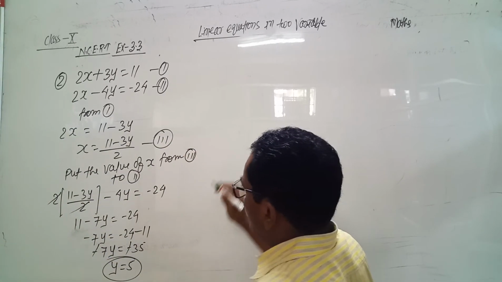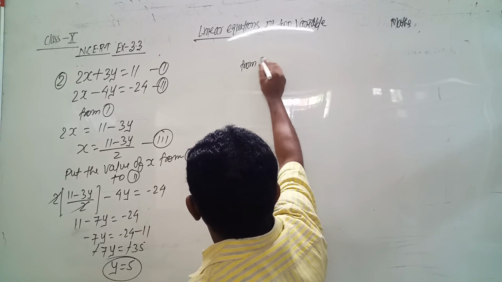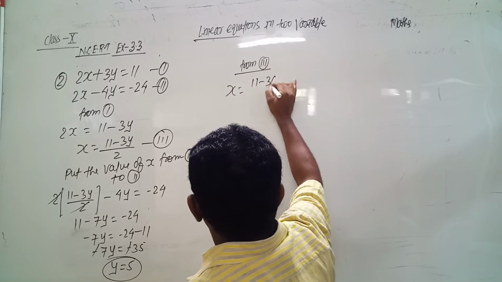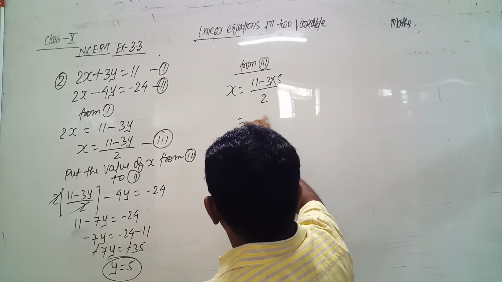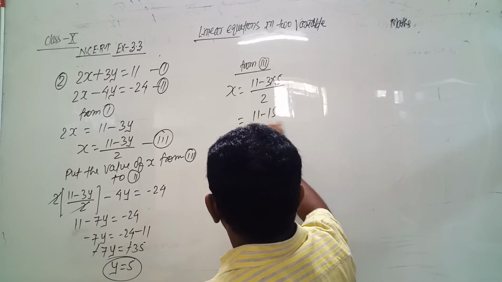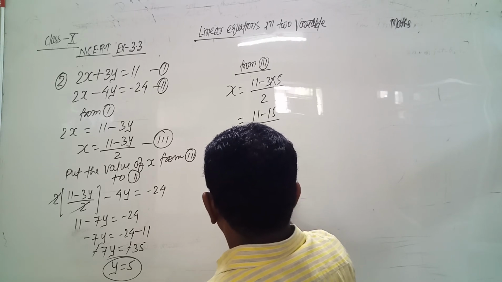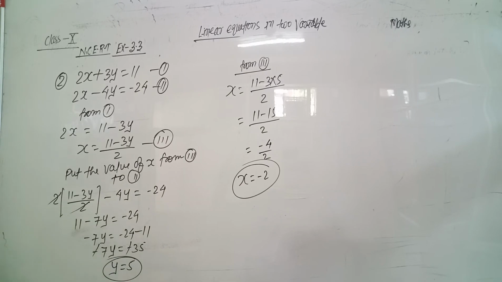Now put the value of y in third. So from equation number third, x equals 11 minus 3 into the value of y, which is 5, upon 2. So 11 minus 15 upon 2, this is minus 4 by 2, and x equals minus 2. So these are the two solutions, x equals minus 2 and y equals 5, and we have to find the value of m.